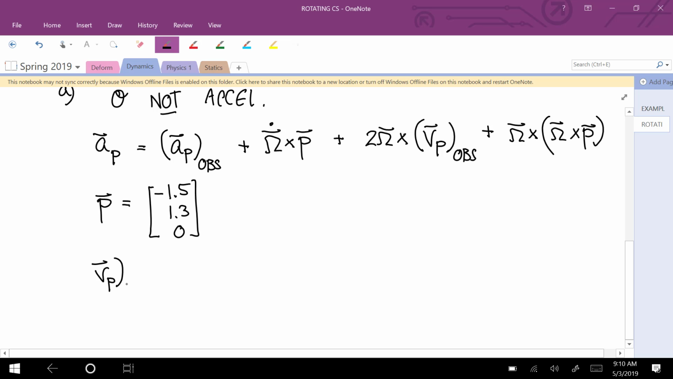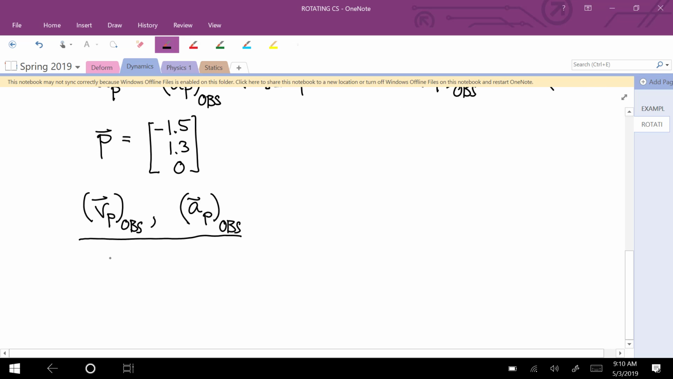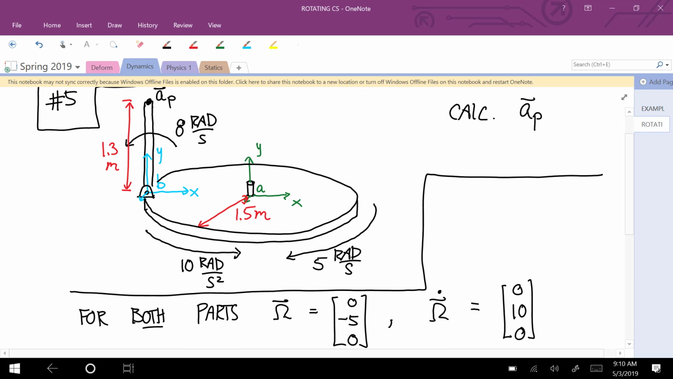And then to calculate the observed velocity and the observed acceleration, those are both going to be circular motion. And so what we're thinking about is that green coordinate system being fixed, like we're ignoring the motion of the coordinate system, and we're just thinking about the motion of that point P according to that fixed green coordinate system. So that point P is moving in a circular path.